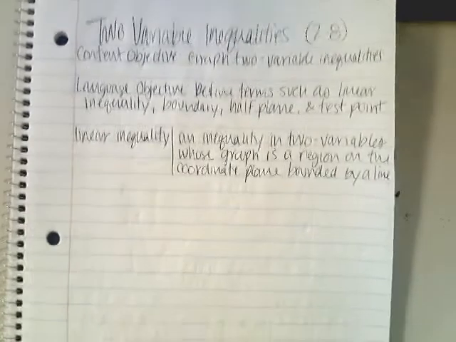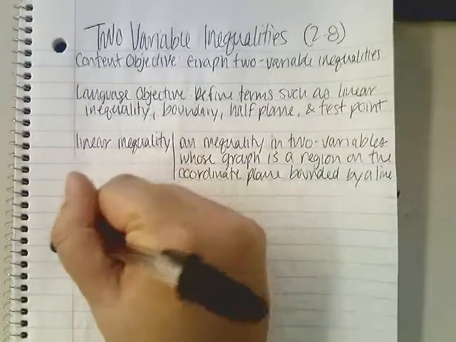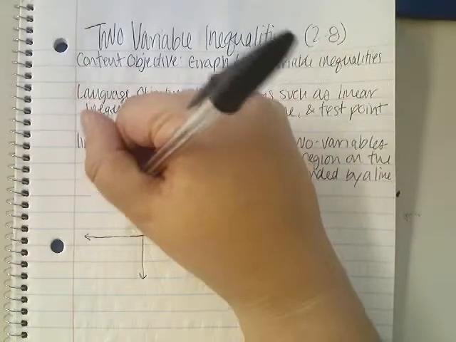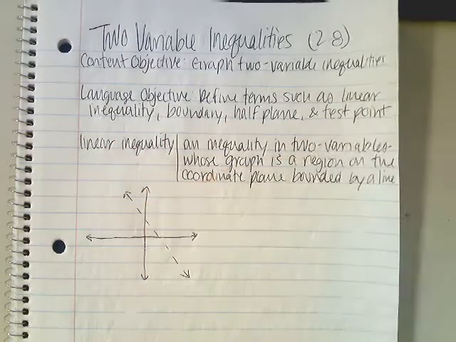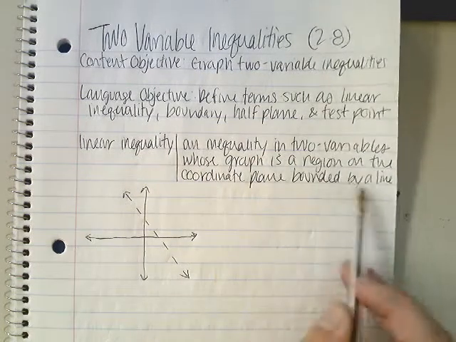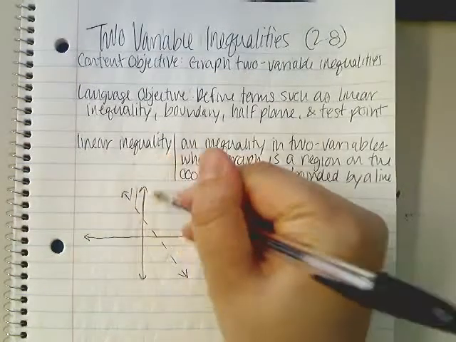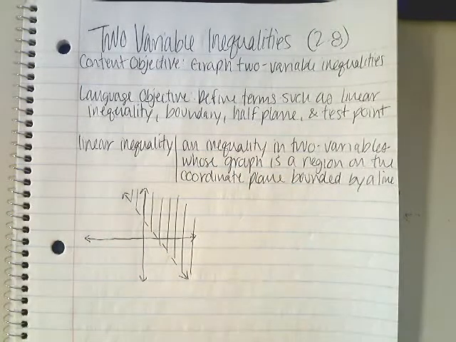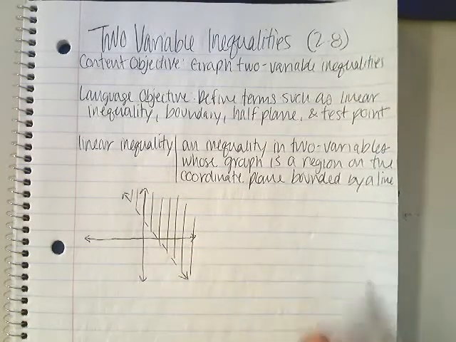So I'm going to draw a couple visual examples for you really quickly. Keep in mind these are rough sketches, so bear with me. So we could have one that looks like this. Notice that it's a dashed line, and it's bounded. The graph is a region on the coordinate plane bounded by a line. So this is the boundary line, or the boundary, and then the one side would be shaded, and that is the graph of that inequality. So there's the boundary line and then the shaded half plane that makes up the graph of the linear inequality.